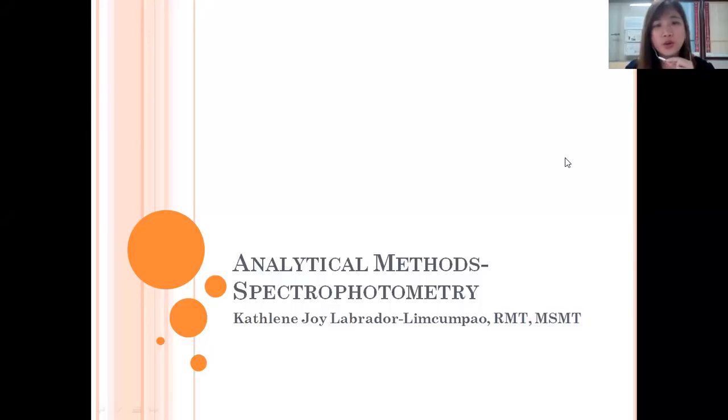Okay, so with this week's laboratory activity for CC1, we're going to deal with spectrophotometry. This is in line with Ma'am TJ's lecture with you, entitled Analytical Techniques and Instrumentation. So let's start by discussing the different learning objectives of this activity.